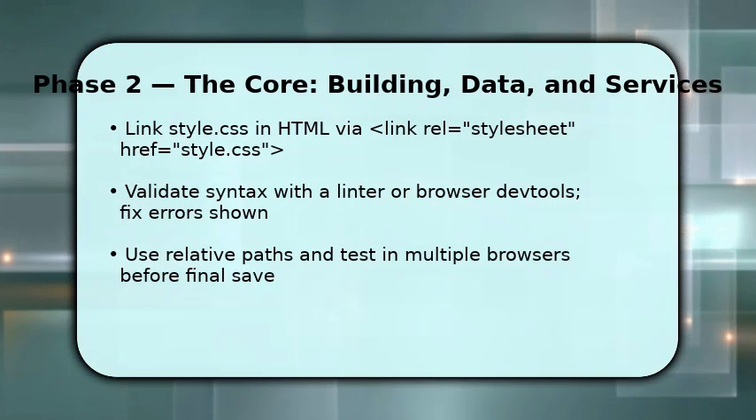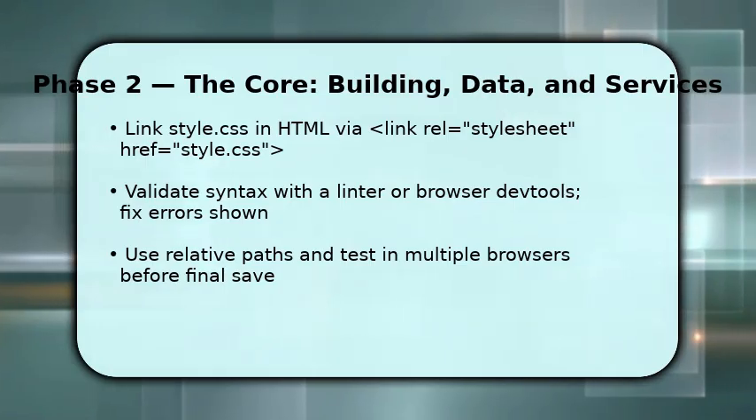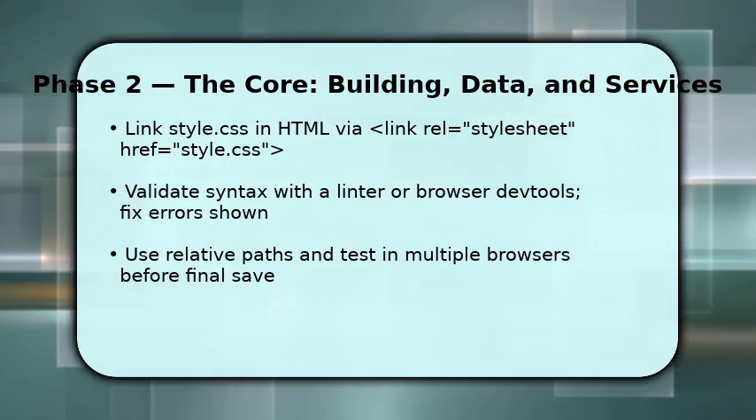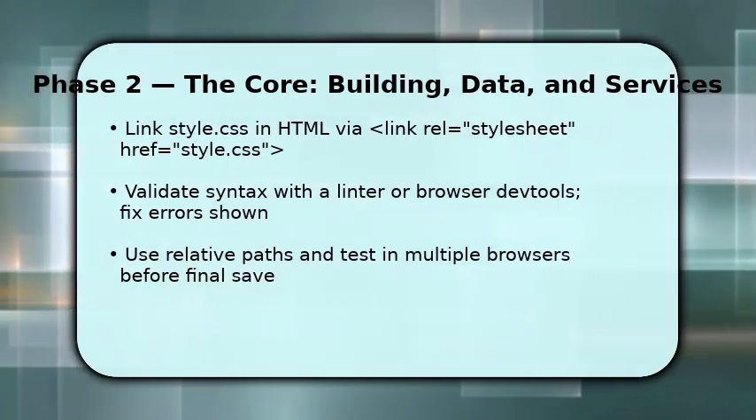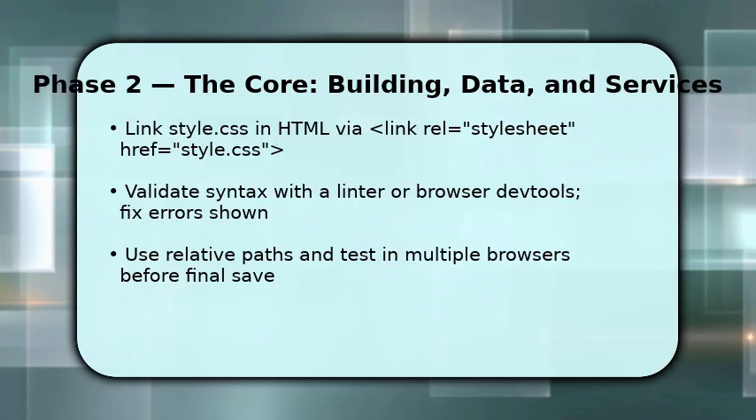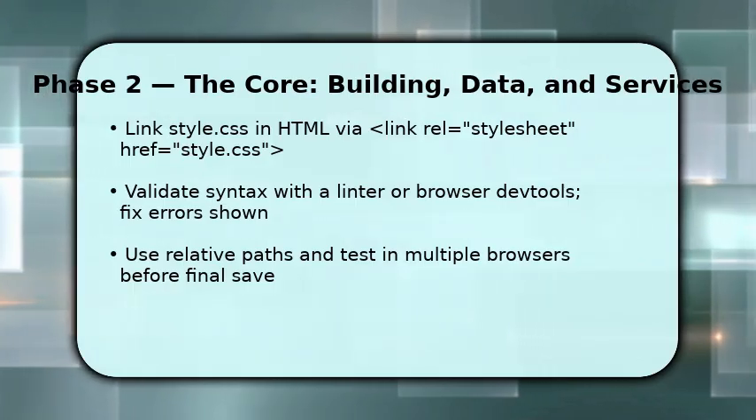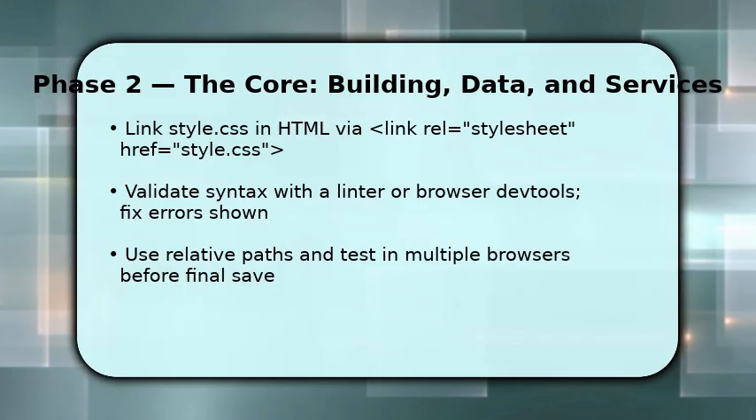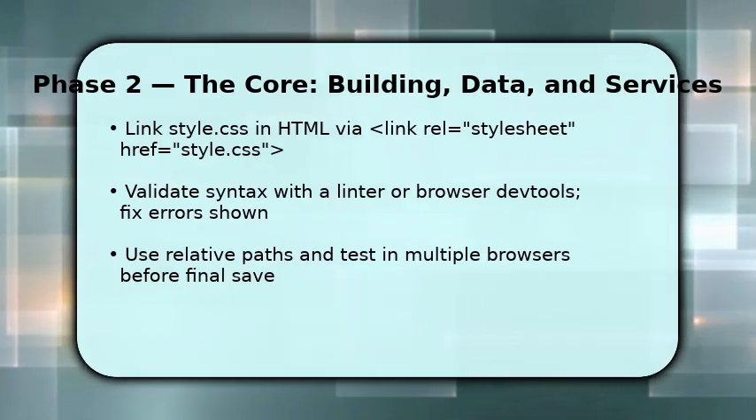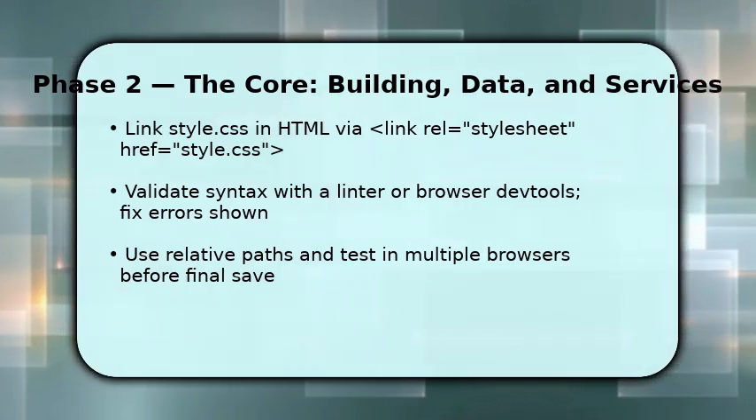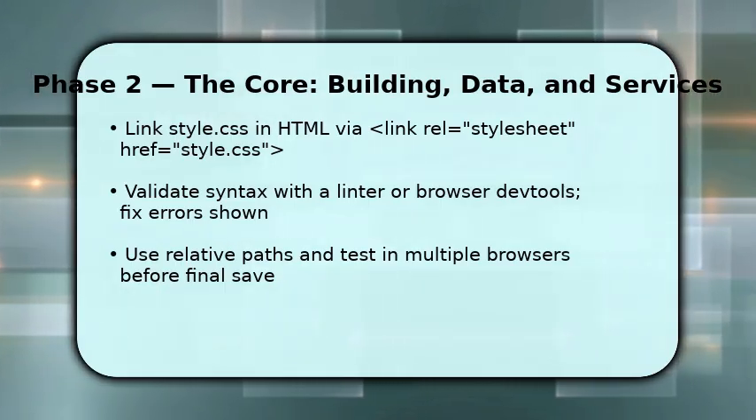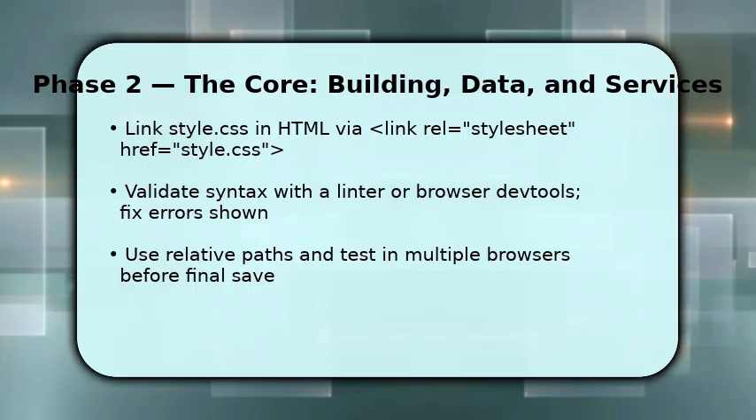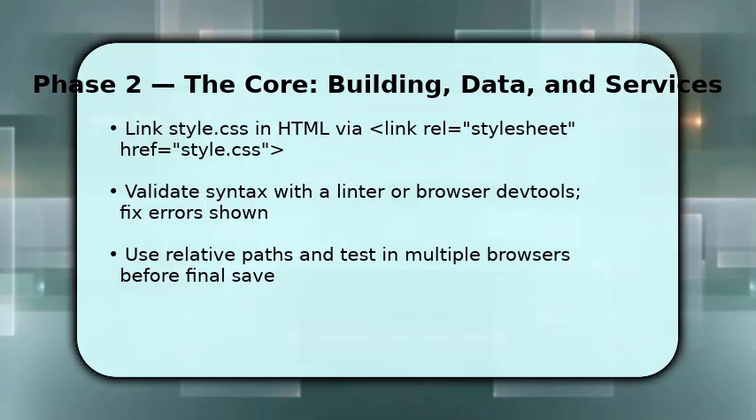You now link the CSS to your HTML using a proper link tag in the head, making sure the href path points to the saved file. Next, save and validate. Open DevTools or run a linter to catch missing semicolons, stray braces, or invalid properties. Fix those and save again. Also test your saved file in at least 2 browsers, because rendering differs once you see expected styles. Save a versioned copy or commit to your VCS to preserve this validated state.